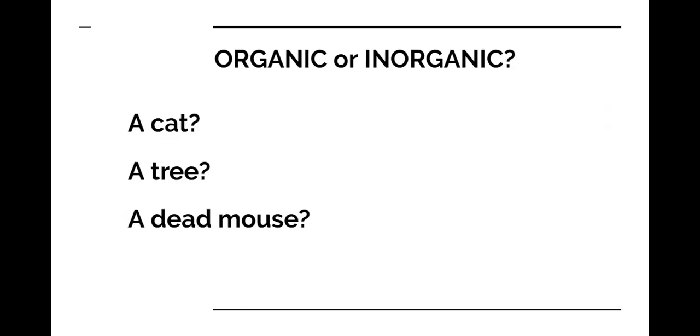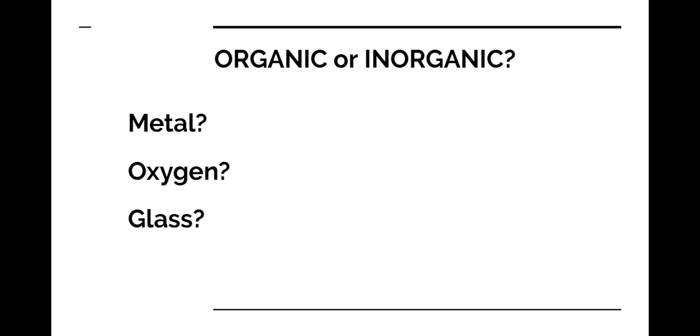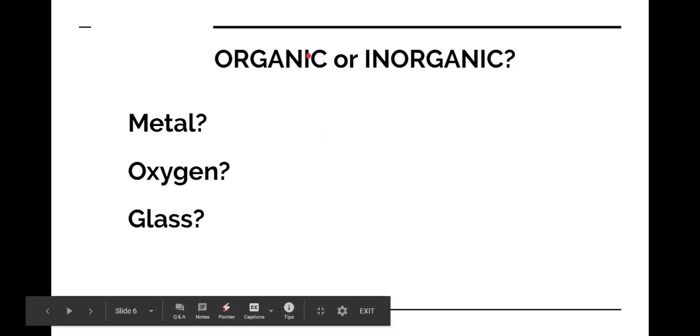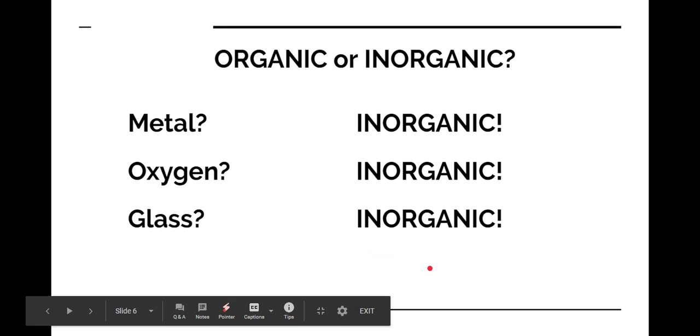So let's take a look at these three things. Organic or inorganic? A cat, a tree, a dead mouse. They're all organic. Even the dead mouse is organic. It used to be alive. What about things like metal or oxygen or glass? Are they organic or inorganic? They're inorganic because they came from non-living things.